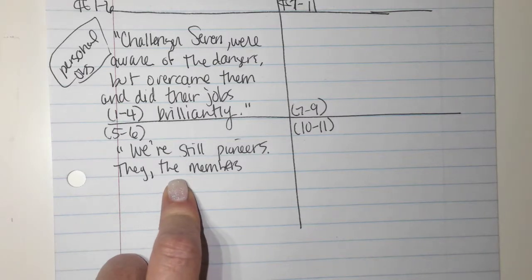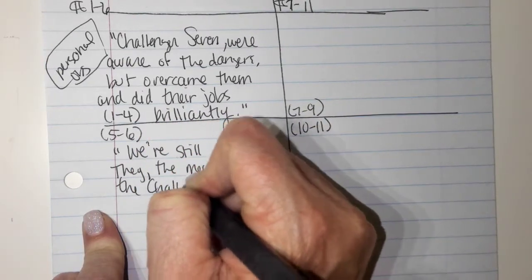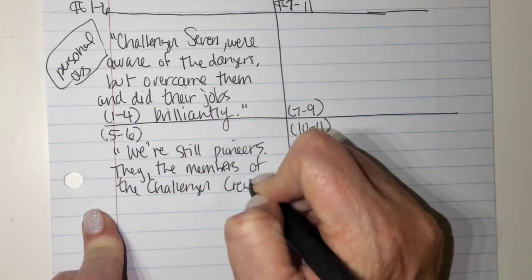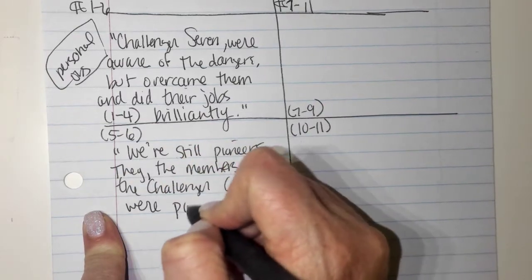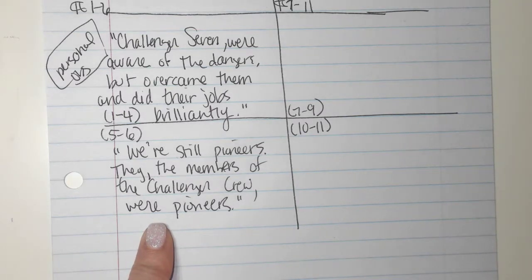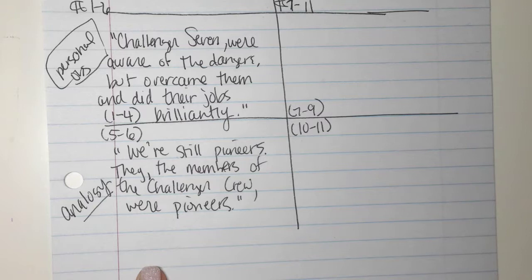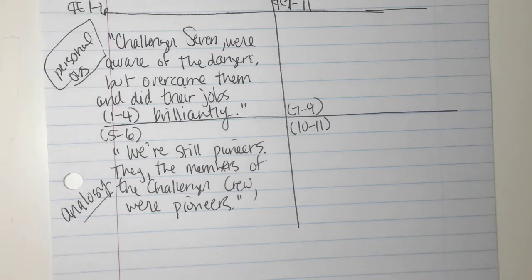Okay. They, the members of the Challenger crew, we're pioneers. Okay, so what type of evidence is this? Thank you. What type of evidence is this? Look at your list. It's different than personal observation. He's comparing them to pioneers. It's what? Analogy. Yep. Analogy. Okay, there's our 2 chunks.